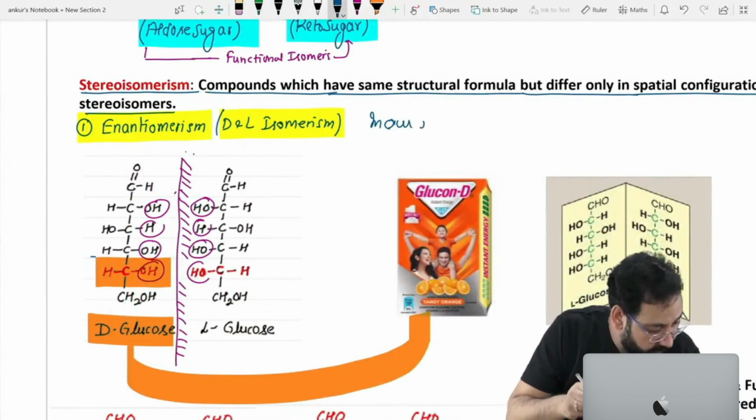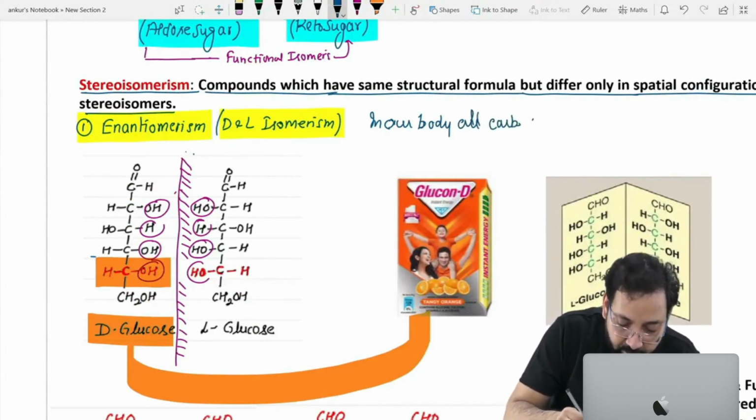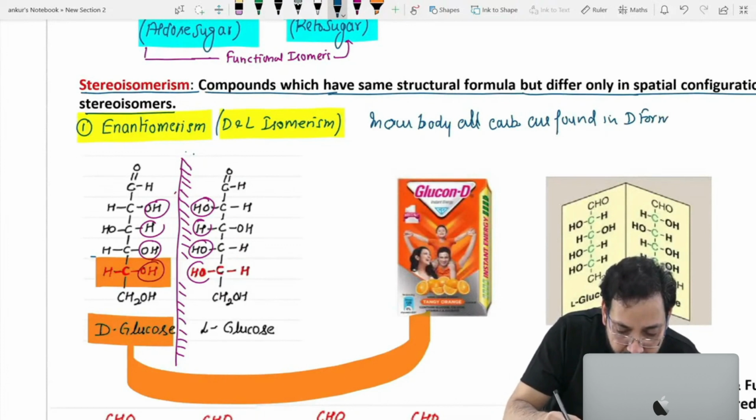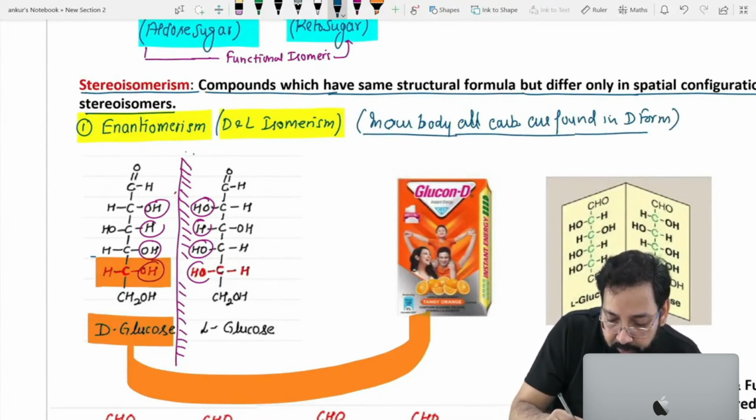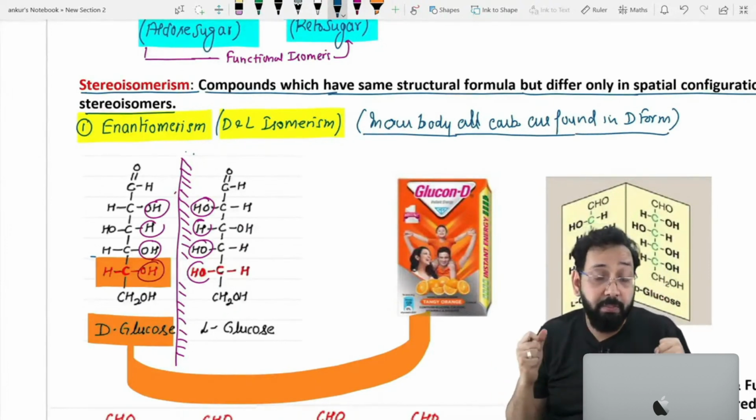But after that I will take a break. In our body all carbohydrates are found in capital D form. Yes, how to remember? The mnemonic is Glucon D: Jaan mein jaan daal de, peete hi.